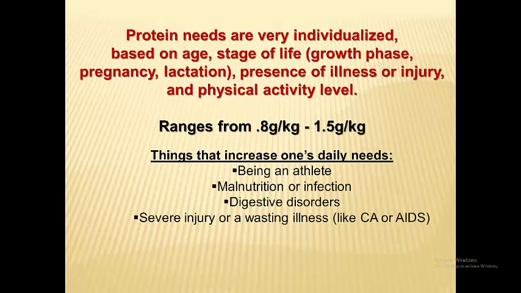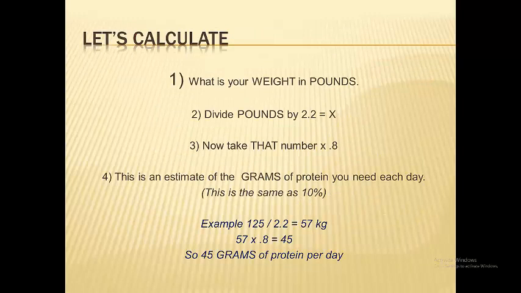So that's going to be the job, once again, as your book emphasizes, of a registered dietitian. Dietitians are going to be trained to know where within that range a person will fall respectively based on being an athlete, having malnutrition or an infection or a digestive disorder, or some sort of injury or illness, as you see here on the screen. Perhaps 1.2 is appropriate for someone, or 1.4 for someone else.